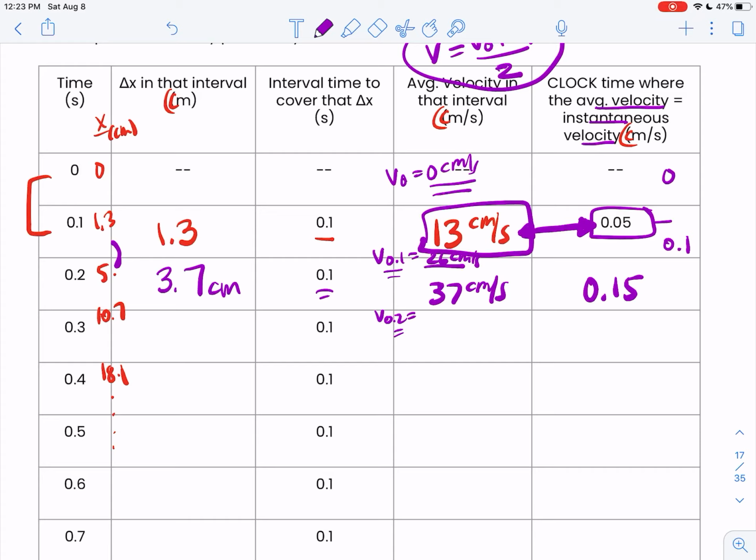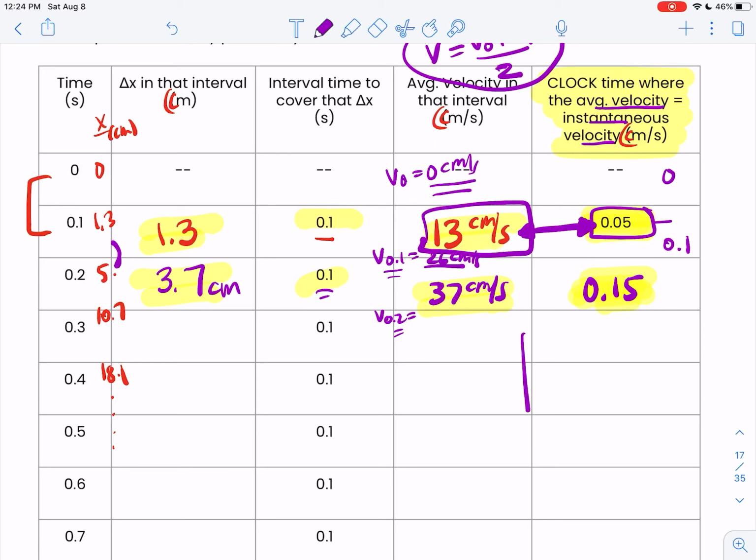Basically, the big idea here is that the clock time when the average velocity is also the instantaneous velocity happens at the middle time point of that interval. That's very important. The middle time point of that interval is where it happens. So these are the numbers you're going to get. Divide by 0.1, and you get these velocities at the middle time interval.